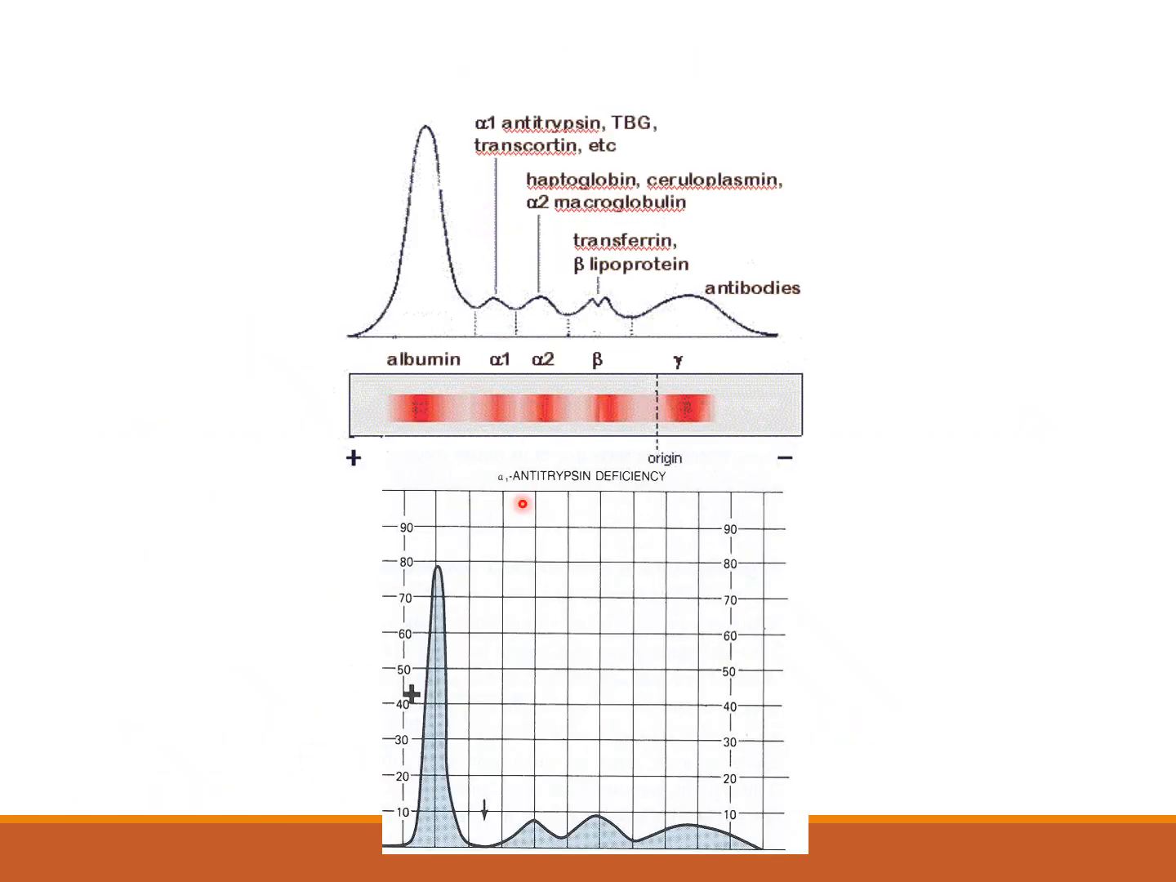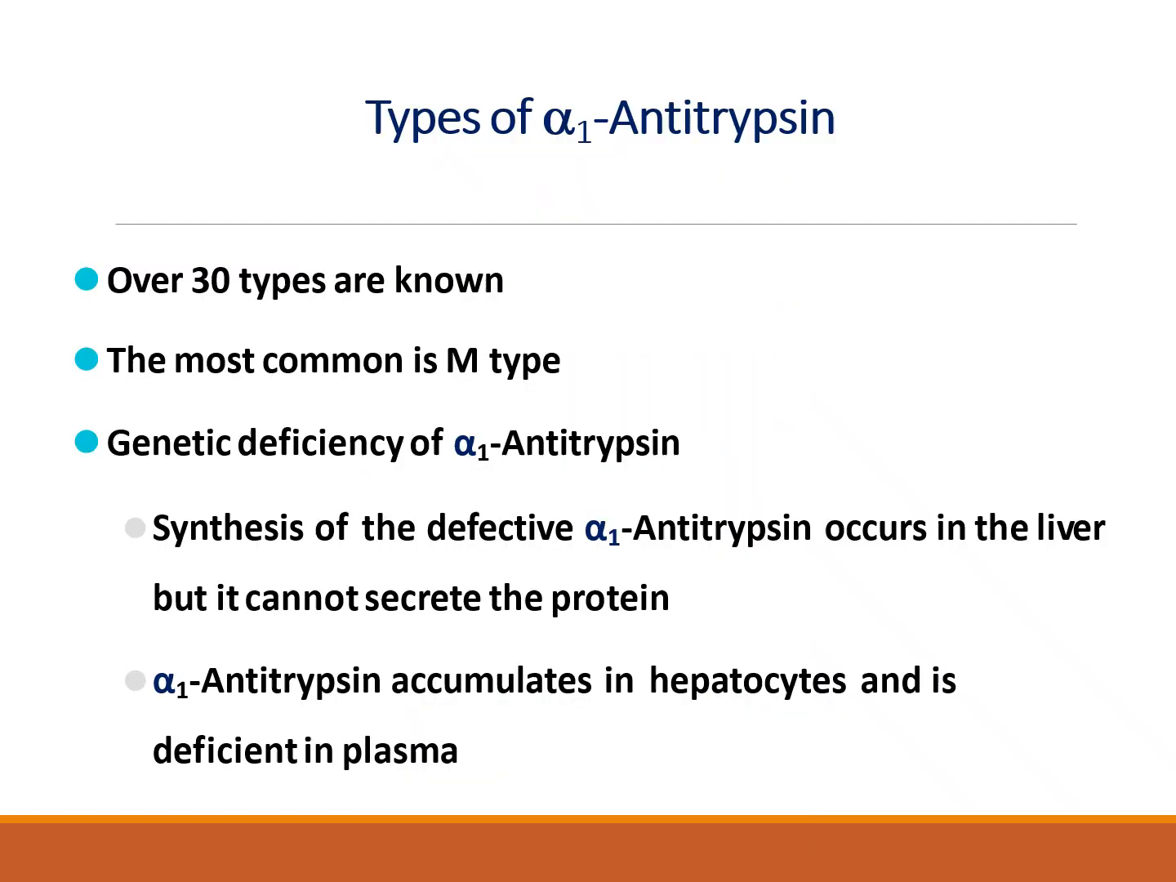So I have given the normal pattern here, where the albumin level is increased, whereas in antitrypsin deficiency, the alpha 1 band is not there. So like that, note the graph and then draw the picture. Types of alpha-1 antitrypsin: over 30 types, but the most common is the M allele, which is nothing but the gene frequency M type. Genetic deficiency of alpha-1 antitrypsin: synthesis of the defective protein occurs in the liver, but it cannot secrete the protein. Here it accumulates in the liver, that's why deficiency happens in the plasma.